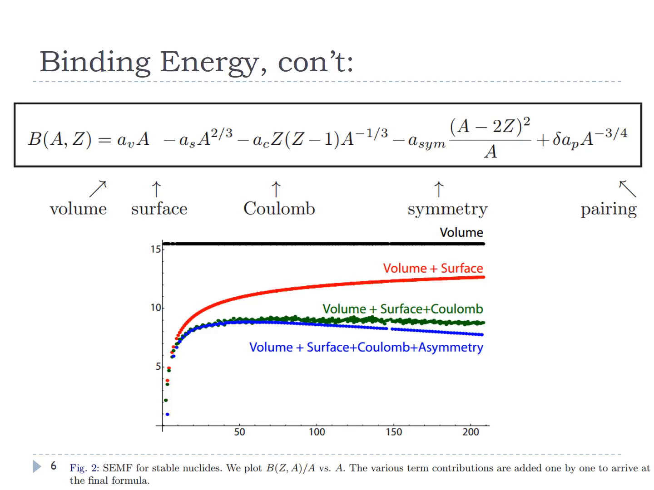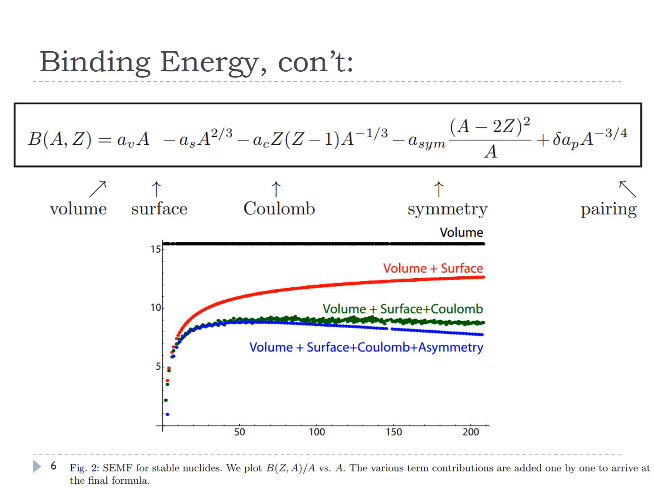Okay, so I want to talk a little bit about where the shape of that curve comes from. So here, this is B, the equation for the binding energy. To get to the last slide, where we had B over A, we just divide everything here by A. What we see here is that there are a number of different terms. The first one would be volume. This term just depends on the number of nucleons. If volume were the only thing that mattered, then you would just have a constant binding energy. But we know that can't be the case. There have got to be other terms.